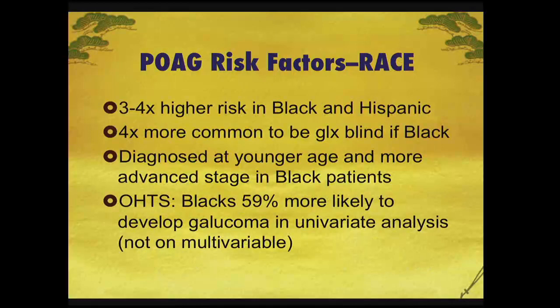Race. Again, this data is mostly from the Baltimore Eye Study. Blacks and Hispanics have 3 to 4 times higher prevalence of glaucoma than whites. It's 4 times more common to be blind from glaucoma if you're black. And then also glaucoma tends to be diagnosed at a younger age and at a more advanced stage in black patients. In the OHTS study, that study found that blacks were 59% more likely to develop glaucoma in a univariate analysis. But then when central corneal thickness and vertical cup to disc ratio were put into the equation, then they were no longer more likely to develop glaucoma.